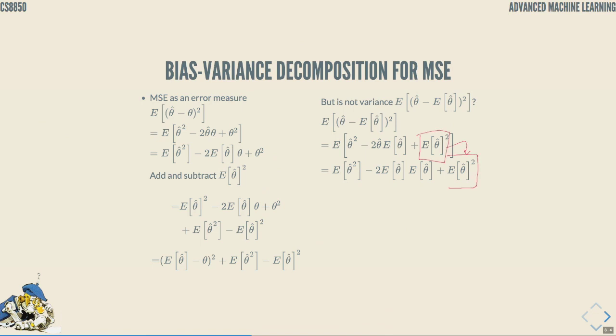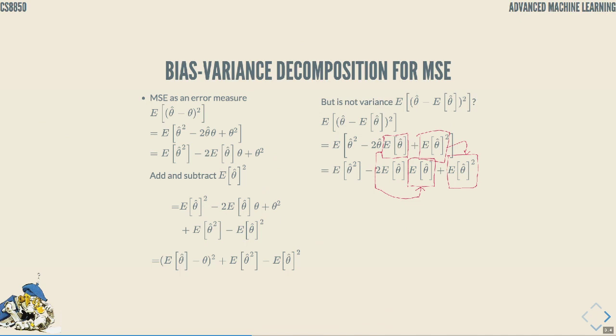This quantity goes here without any changes. It's the same. Yet the same is true about this expectation, or the mean. The expectation of the mean is just the mean itself. So those quantities are the same. But the expectation of the parameter squared and the expectation of the parameter estimate are still there.